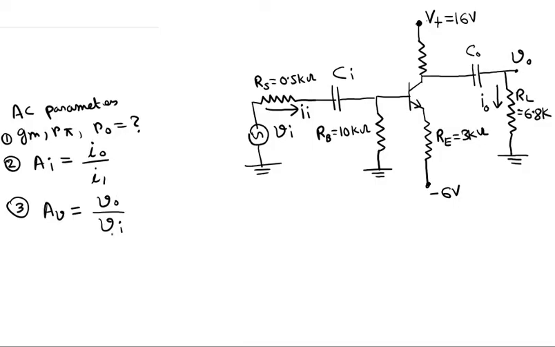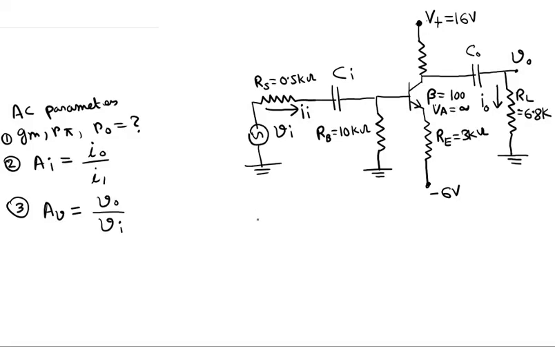These three parameters we have to find, and we are given the information that beta of the transistor is equal to 100, and this voltage Va, which is the early voltage, is equal to infinity. Okay, so this is the entire problem.